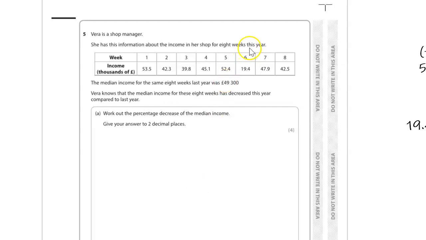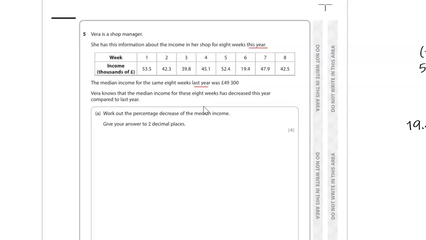Okay, I'm going to underline that. Okay, so we've got a table underneath it with 8 weeks, income in thousands of pounds, and again I will mention that a little bit later, and we've got the amount of income that corresponds to that week. Carrying on with the reading of the question, the median income for the same 8 weeks last year was £49,300.